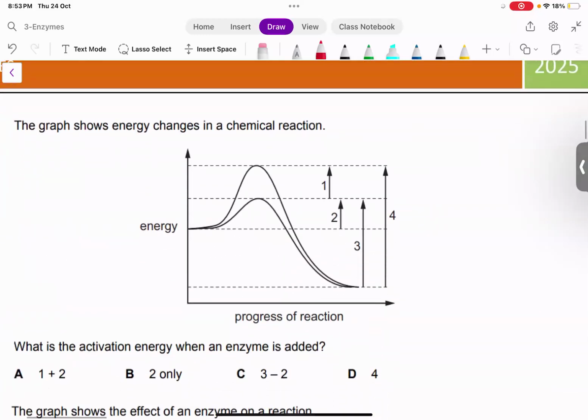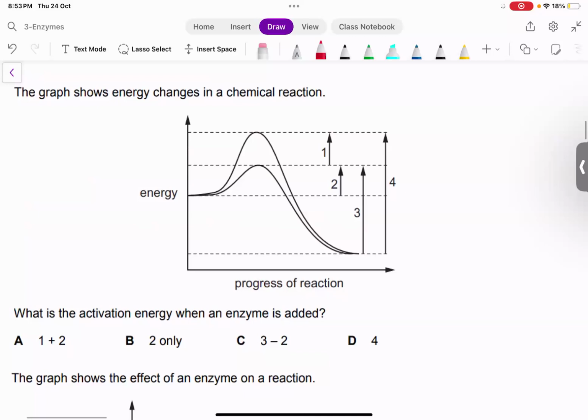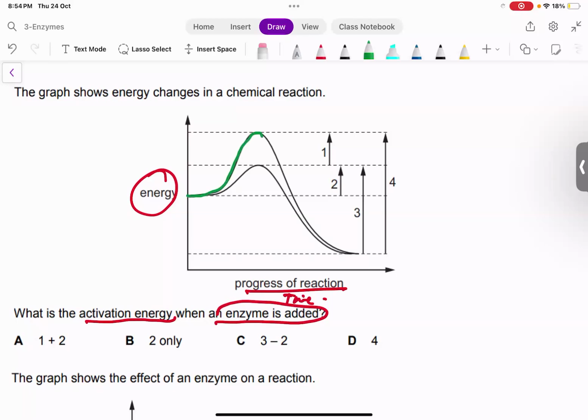Look at this now, an activation energy. The graph shows energy changes in a chemical reaction. We have progress of a reaction or time on the x-axis, and energy level on the y-axis. What is the activation energy when an enzyme is added? Okay, so this graph shows without an enzyme. Why? Because this has a higher activation energy.